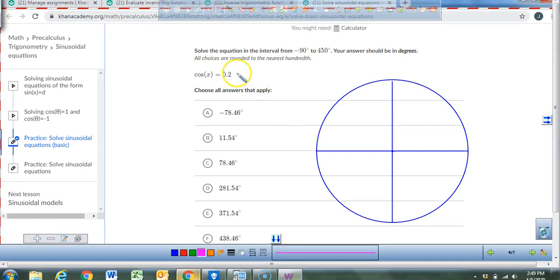So I've drawn my unit circle. I'm going to change my decimal to a fraction, 1 over 5. So we're going to go ahead and solve for x. Cosine of x equals 1 over 5.